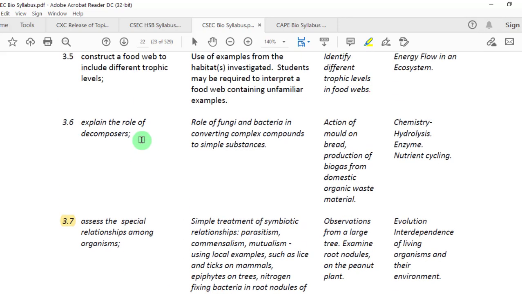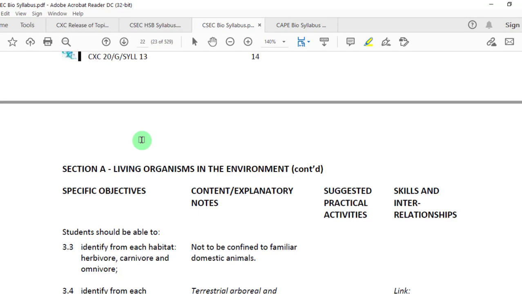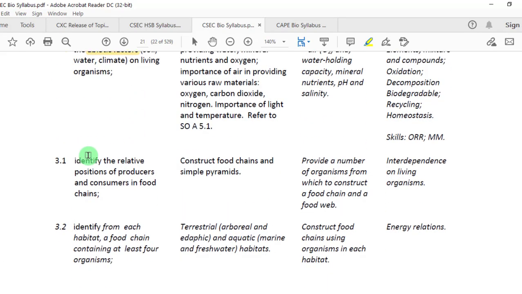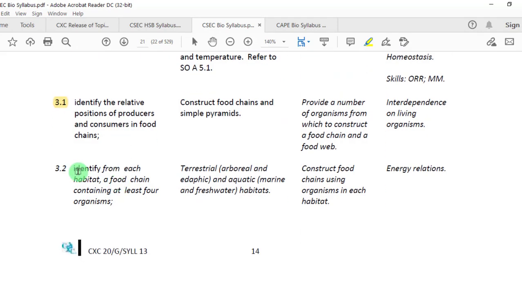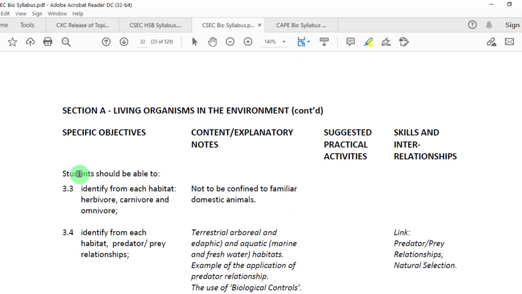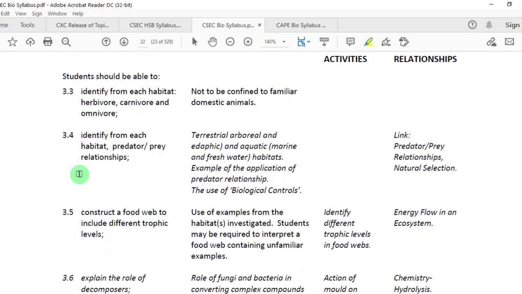The next one is food chains. And that one is straightforward. So you're starting from here, right? You have to construct food chains, 3.1, 3.2, 3.3. Sorry, not 3.4, 3.3. So we stop at 3.3.